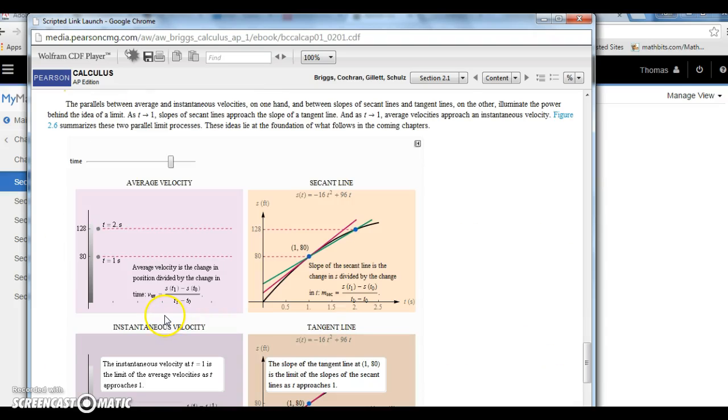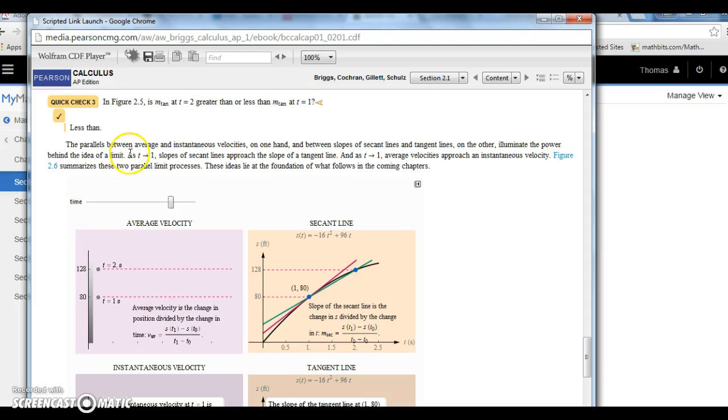The parallels between average and instantaneous velocity on one hand, and between slopes of secant lines and tangent lines on the other, illuminate the power behind the idea of a limit. As t approaches 1, slopes of secant lines approach the slope of a tangent line. As t approaches 1, average velocity approaches instantaneous velocity. Figure 2.6 summarizes these two parallel limit processes. These ideas lie at the foundation of what follows in the coming chapters.